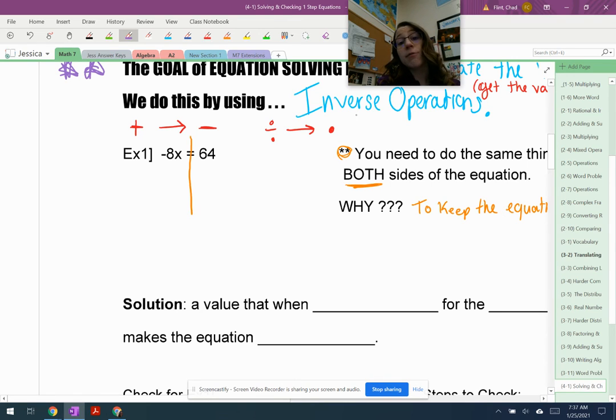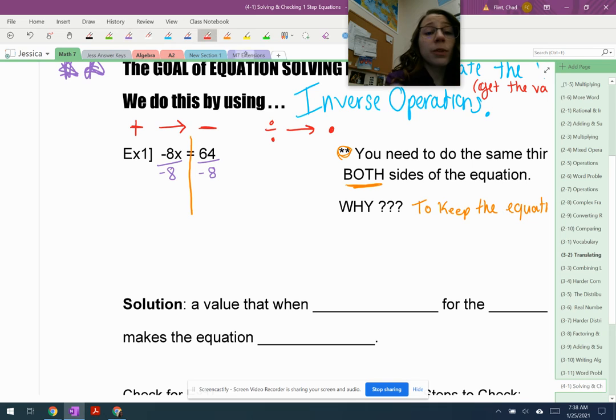Well, the inverse operation of multiplication would be division. So I'm going to show division by using that fraction bar instead of the little obelus, which is the name for the line and the two dots. So I'm going to show divide by a negative 8. And again, remember, if I'm doing that to one side, I need to do that to the other side. So this will always work out this way. That negative 8 divided by negative 8 is just a 1. So those just kind of cancel out.